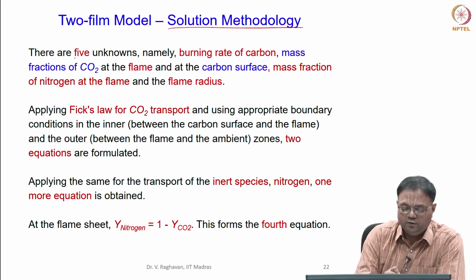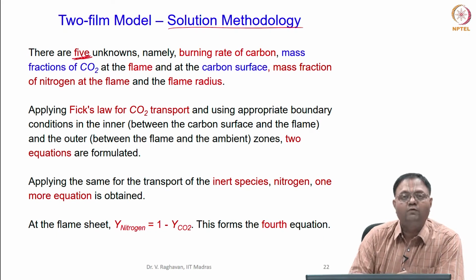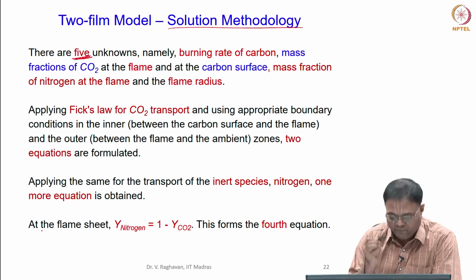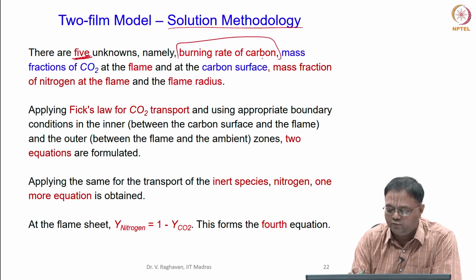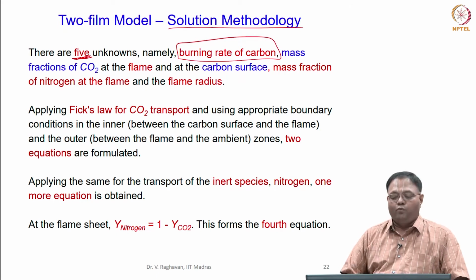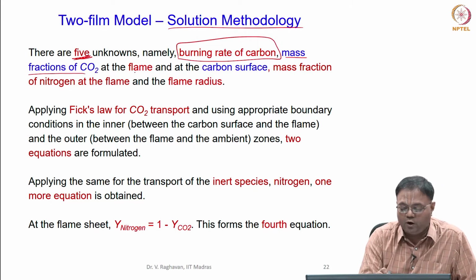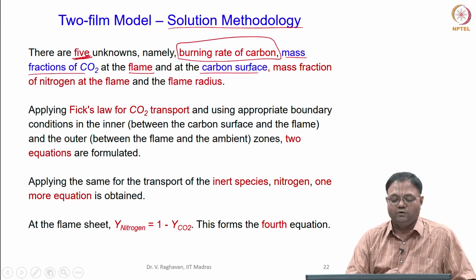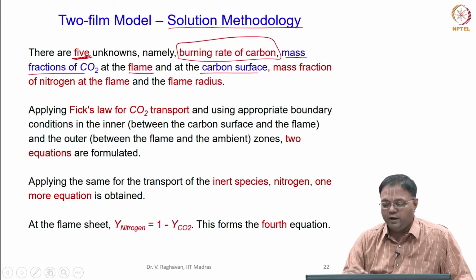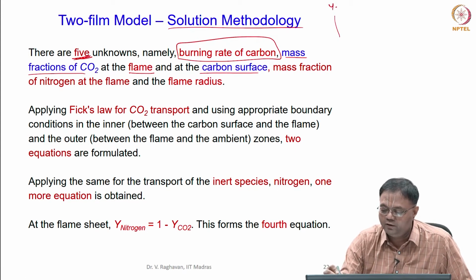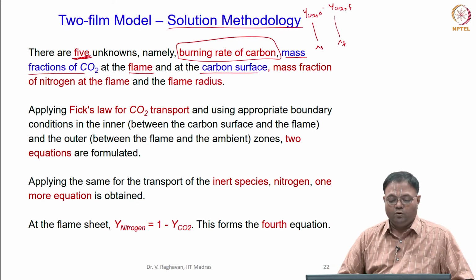I am interested in solving 5 unknowns. When I am mainly solving the burning rate of carbon, that will additionally involve 4 more unknowns. First are the mass fractions of CO2 at the flame and at the carbon surface. At the flame there will be Y CO2 at F, and at the surface RS we will have Y CO2 at S. So these are the 2 unknowns I additionally have.